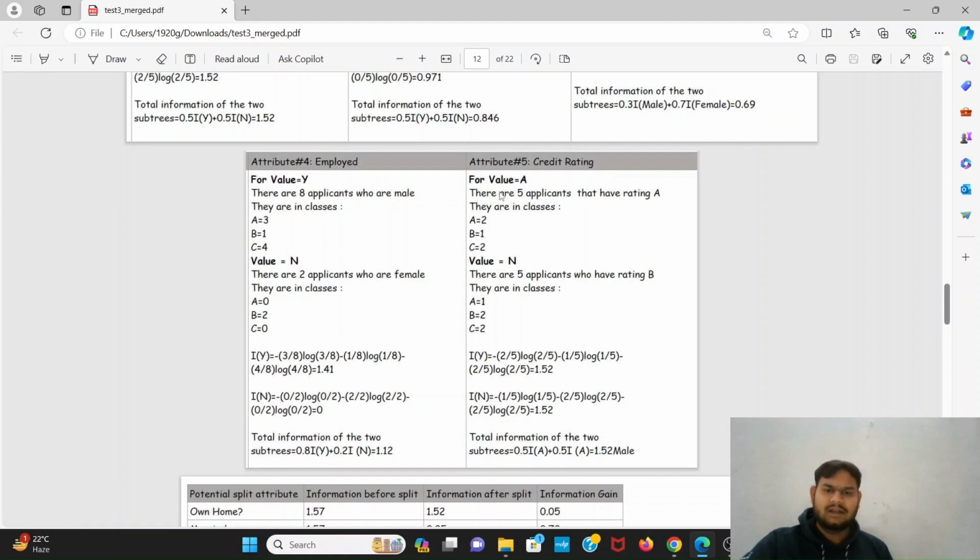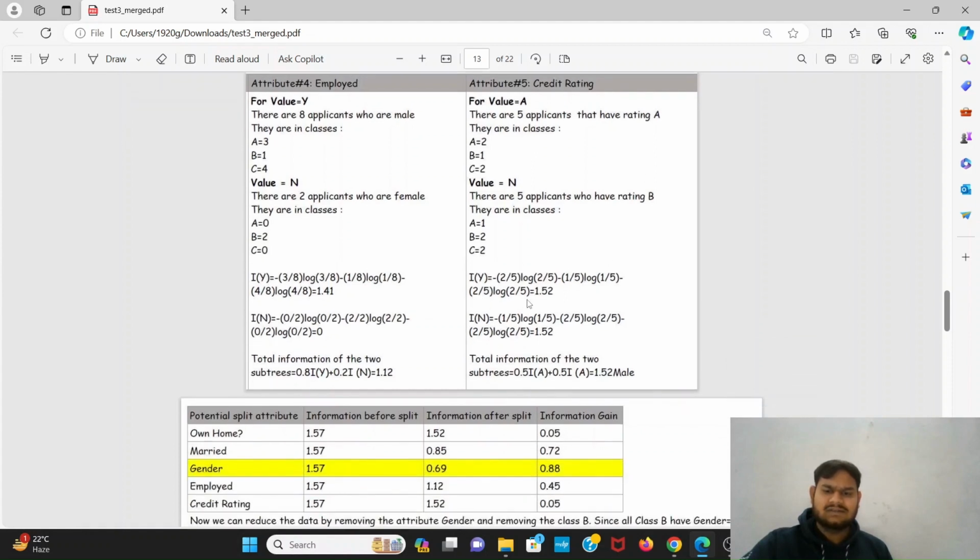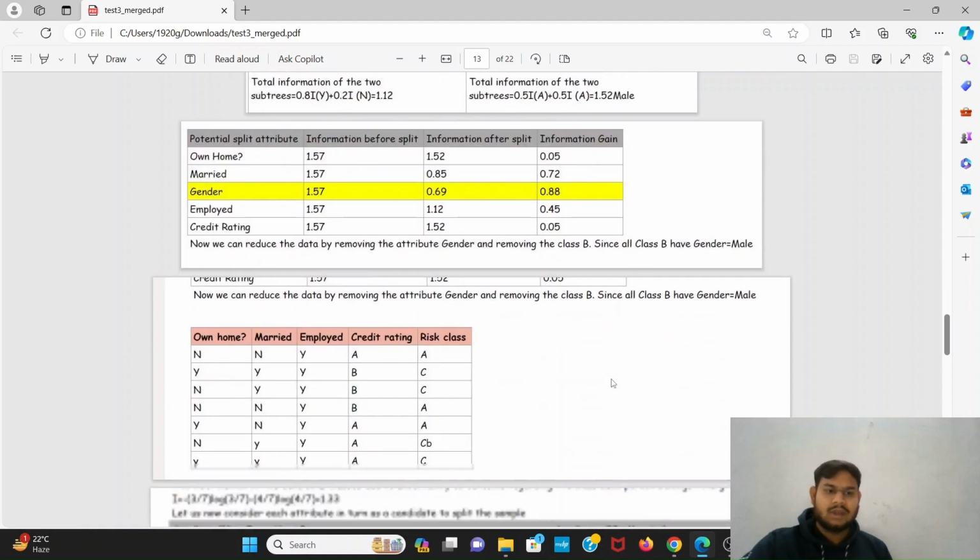For attribute credit rating, for value A, there are 5 applicants that are rated A, within the following classes: A equals 2, B equals 1, C equals 2. For value B, there are 5 applicants who have rating B. They are in classes A equals 1, B equals 2, C equals 2. Entropy of Y for credit rating is 1.52. Entropy of N for credit rating is 1.52. Total, final entropy for credit rating is 1.52.